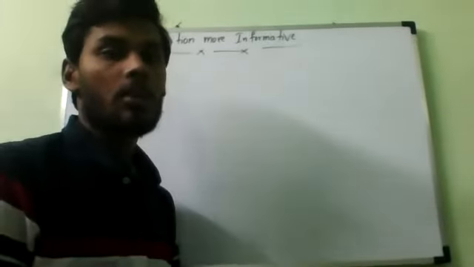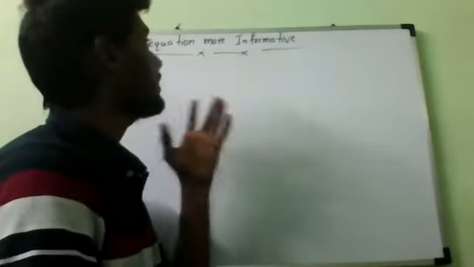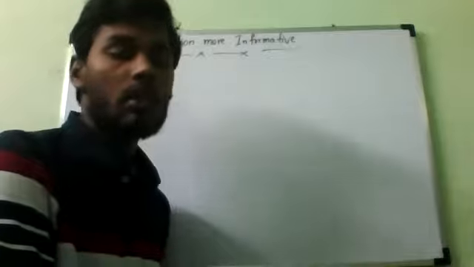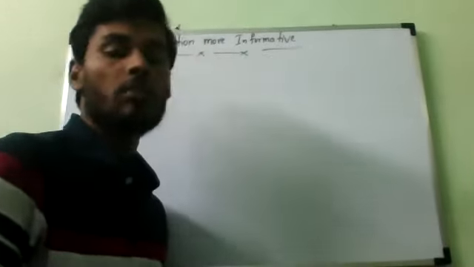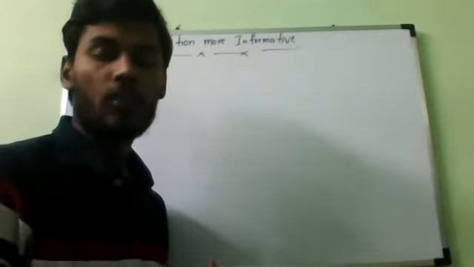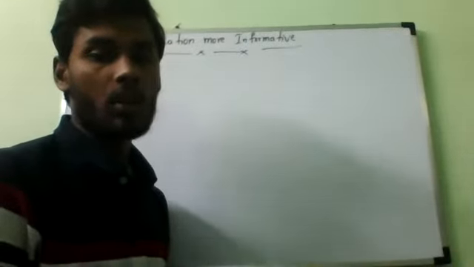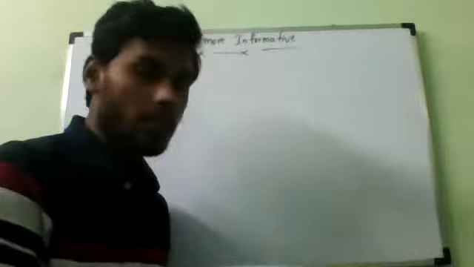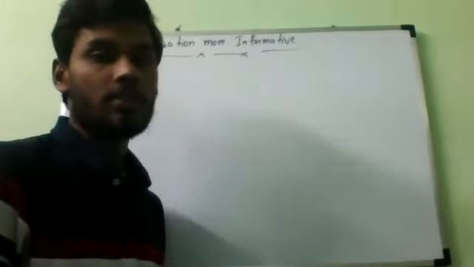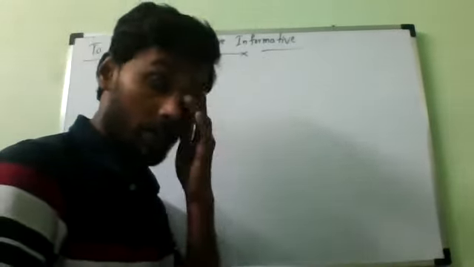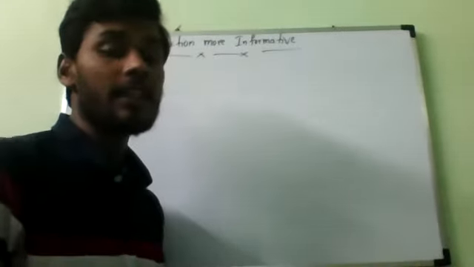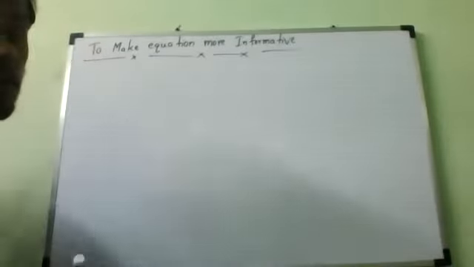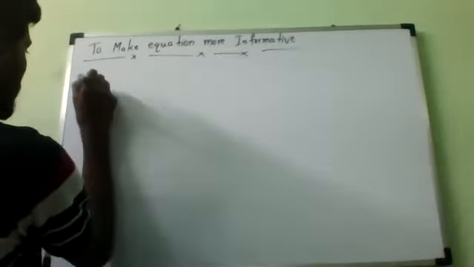So if you observe, what is the meaning of making the equation more informative? It means we come to know everything about the chemical reaction. Now, what are the methods to make this equation more informative? We have three methods. One is by indicating the physical state of the reactants and products. That is the first one.